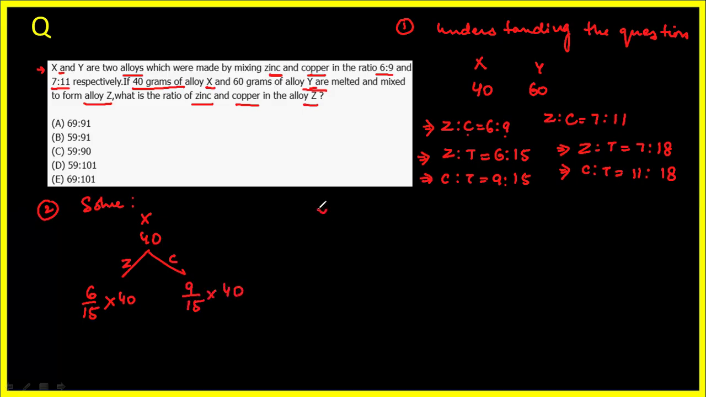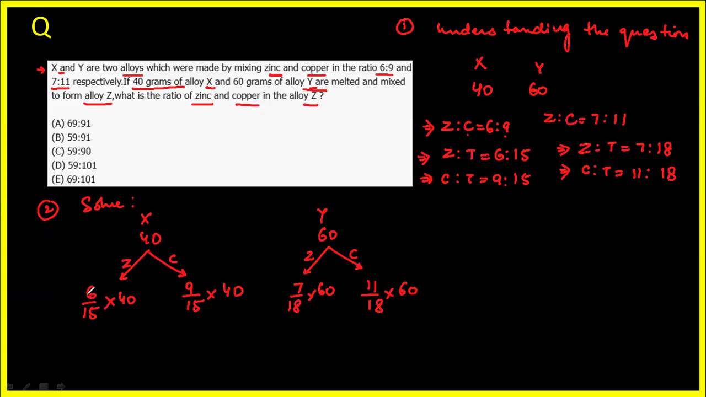What about similarly for alloy Y? There are 60 grams, and how much zinc and how much copper? We understood that zinc is 7/18 of 60. Similarly, copper is 11/18 of 60, right? So these are now the absolute values of zinc and copper in alloy X, and zinc and copper in alloy Y.